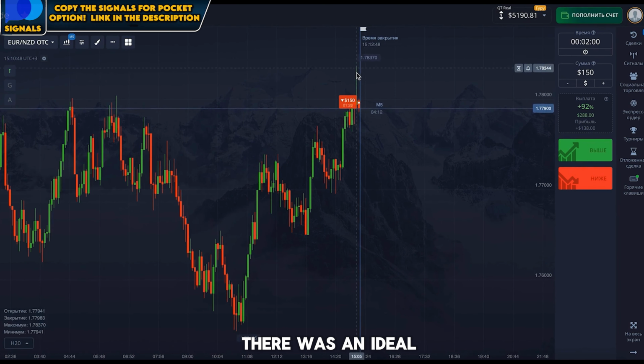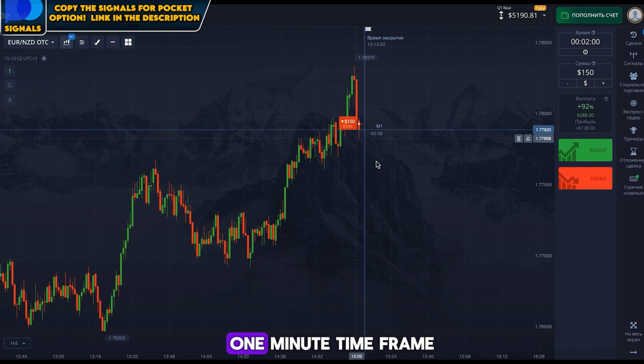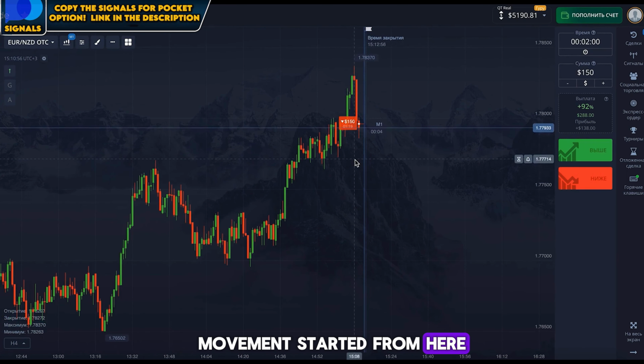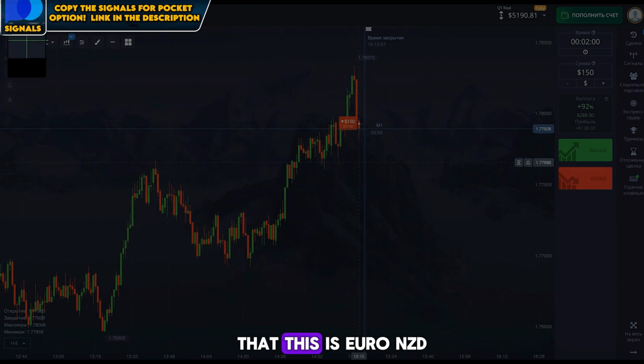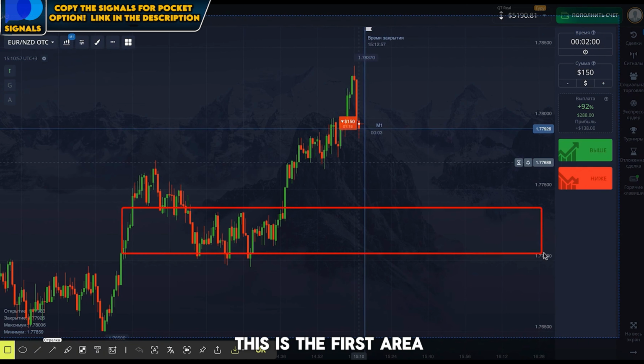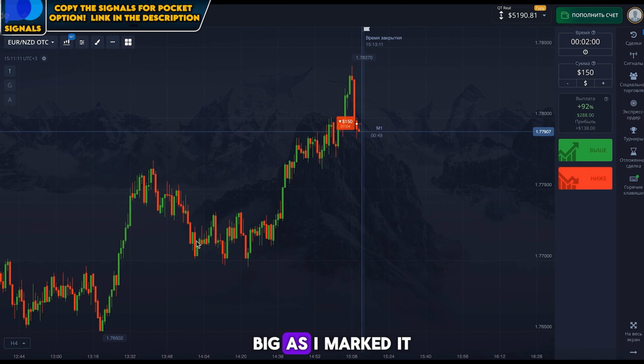Of course, there was an ideal entry point when the retracement started. Let's switch to the 1 minute time frame. Here it is. This movement started from here. And let's also note that this is Euro NZD, by the way, OTC. This is the first area where the price is essentially heading right now. From here, there might be a reaction. Of course, not as big as I marked it.